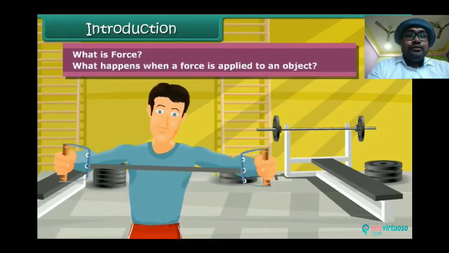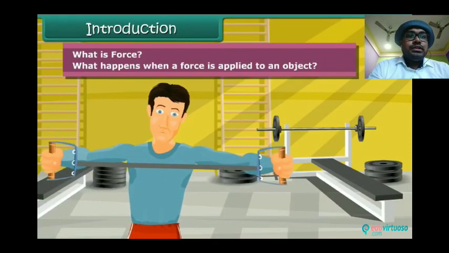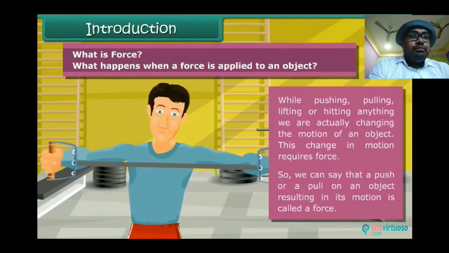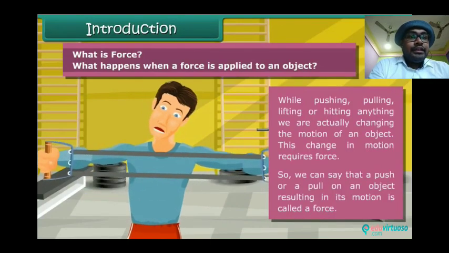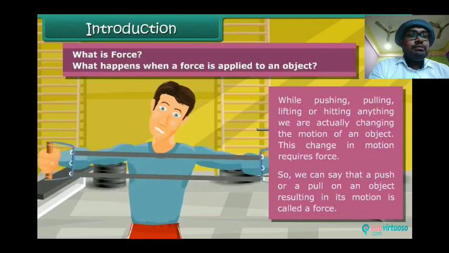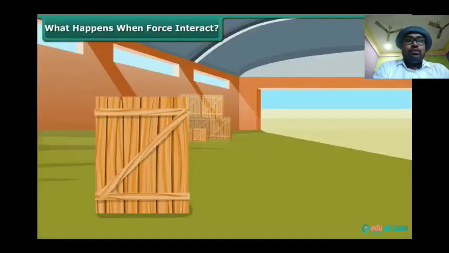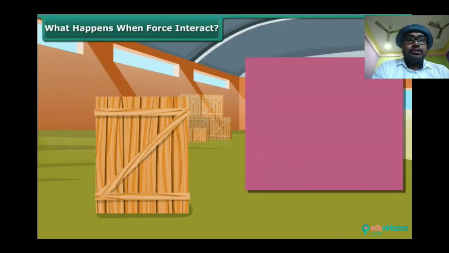See, what is force? What happens when a force is applied to an object? While pushing, pulling, lifting, or hitting anything, we are actually changing the motion of an object. This change in motion requires force. So we can say that a push or a pull on an object resulting in its motion is called a force.